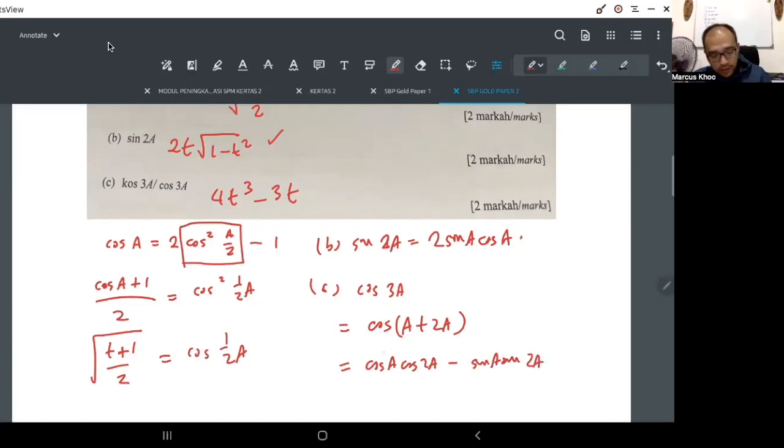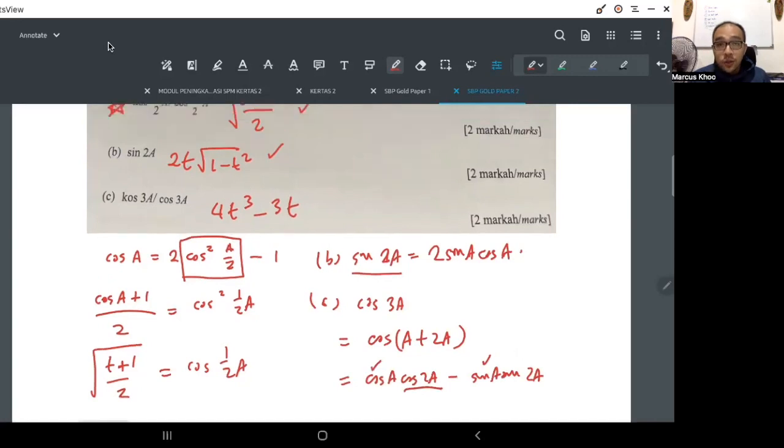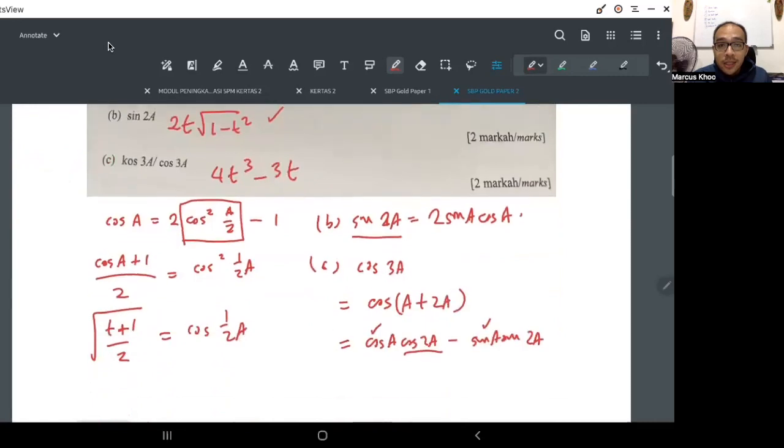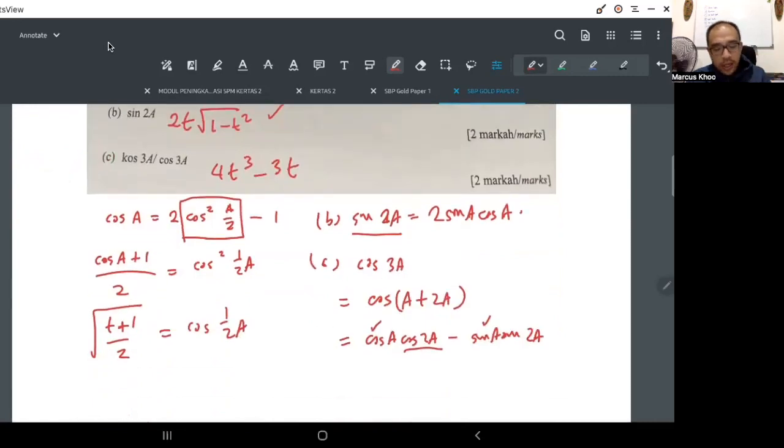Okay, so you have cos a and sine a already. Sine 2a you will get from here. And then cos 2a is the only one that you need to do. Cos 2a you can take from here: 2 cos squared a minus 1. So you slowly substitute and you should be able to get this 4t cubed minus 3t.